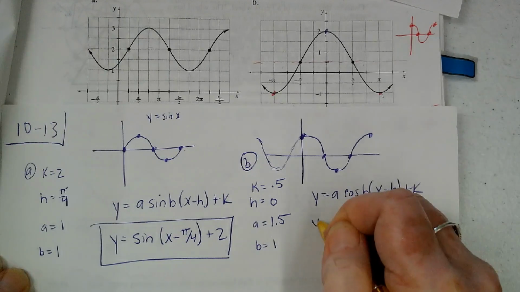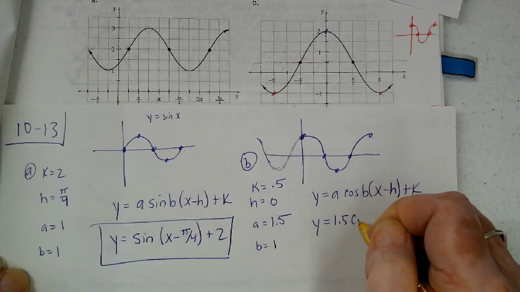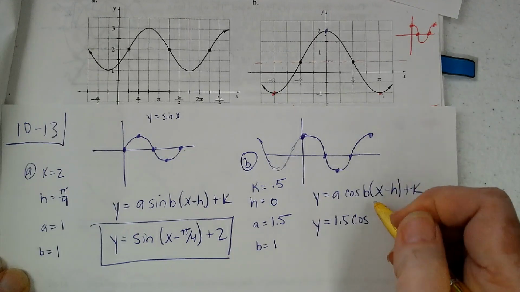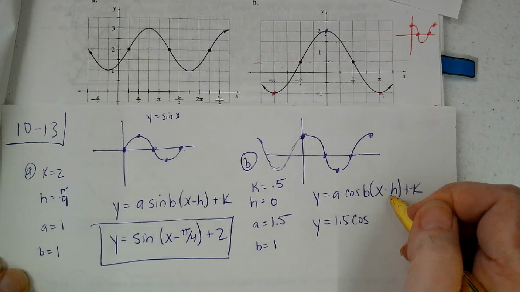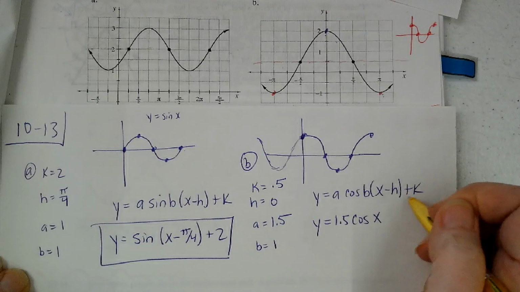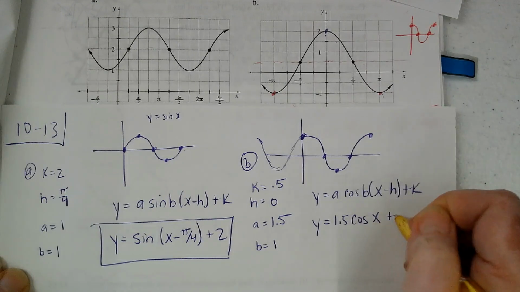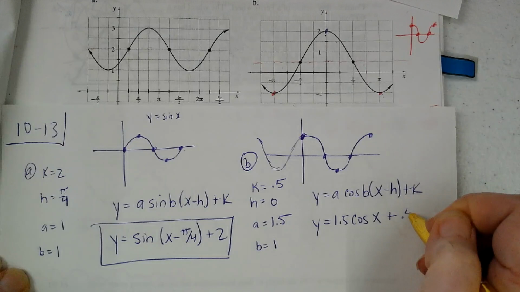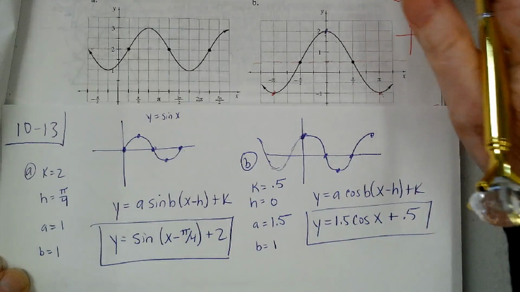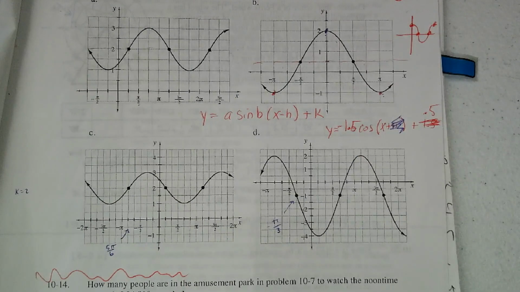So I said a was 1.5, b was 1, so I'm not going to write that. H was 0, so I'm just going to write x, like x plus 0 or minus 0, plus 0.5. Yeah, that's right.